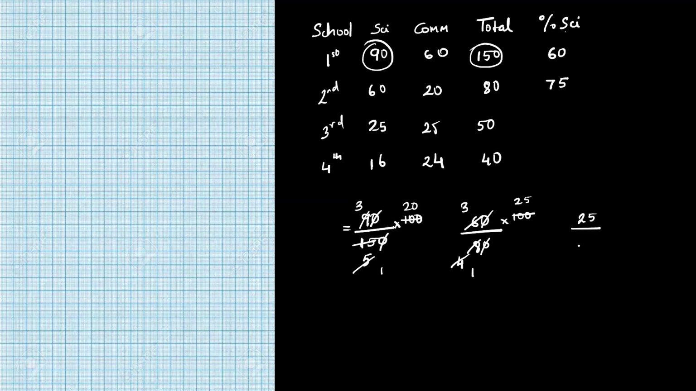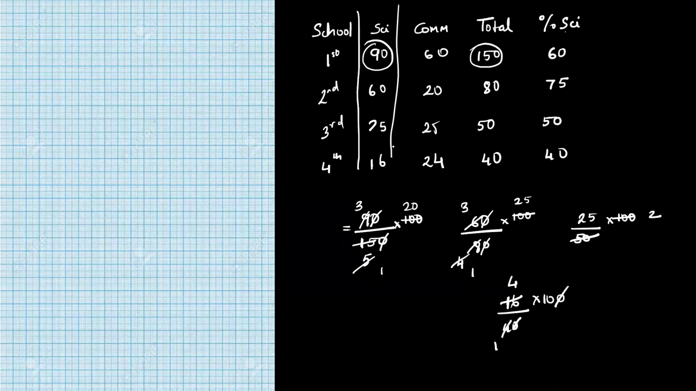Okay. Next is 25 upon 50, third school. The total is 50 into 100. So we can just do 5 1s are 5, 5 2s are 10, and then 25 into 2 is 50%. So 50% of students want to do science. And then last is 16 upon 40 into 100. So cancel out the zero. And then 4 1s are 4, 4 4s are 16, and 4 into 10, 40%. This is 40%. Okay. In the table, this much is enough.